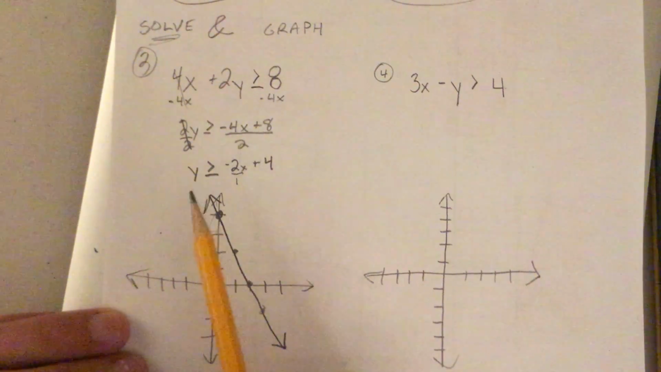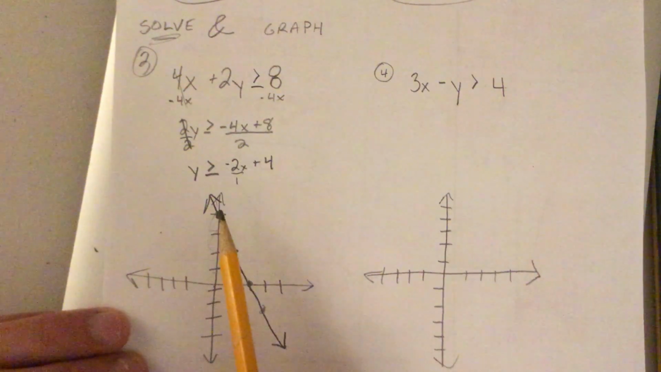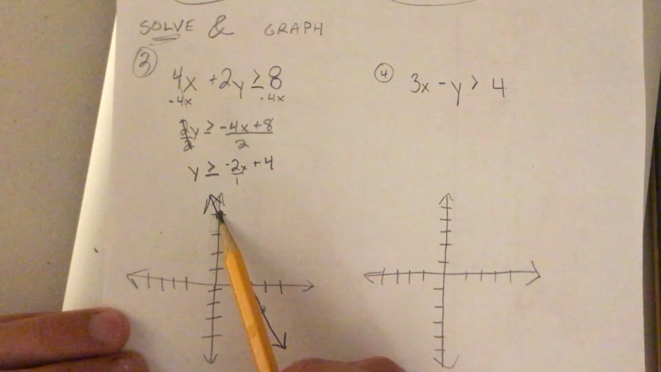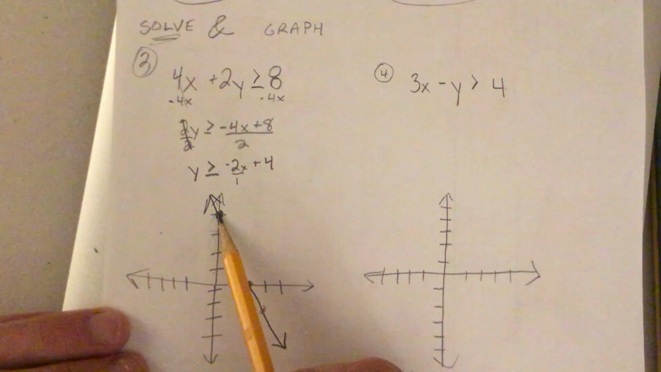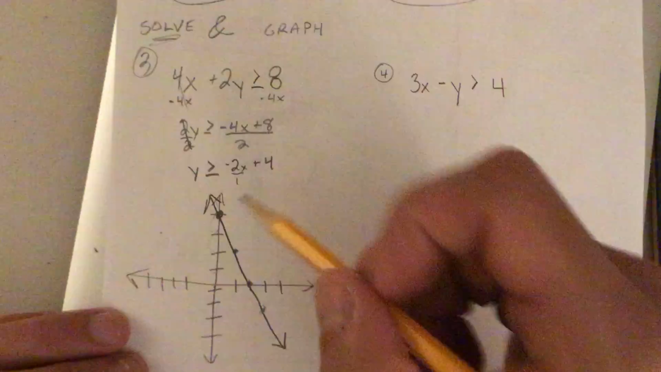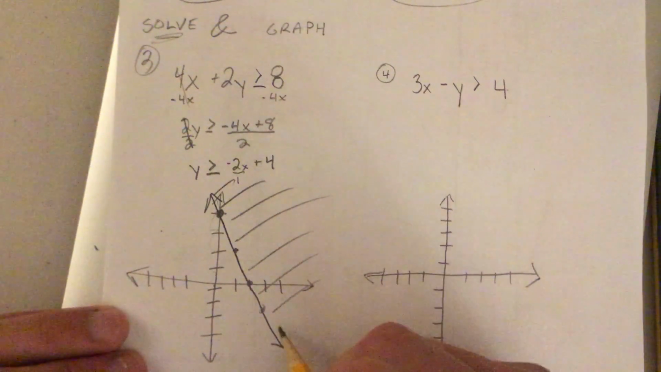And lastly, where do we shade? Y is greater than or equal to negative 2x plus 4. So that means all our values will be greater than this line. Specifically, look at the y-intercept. It must be above positive 4. So that means 5, 6, 7. You get the idea. So we're going to shade up in this region. Okay.